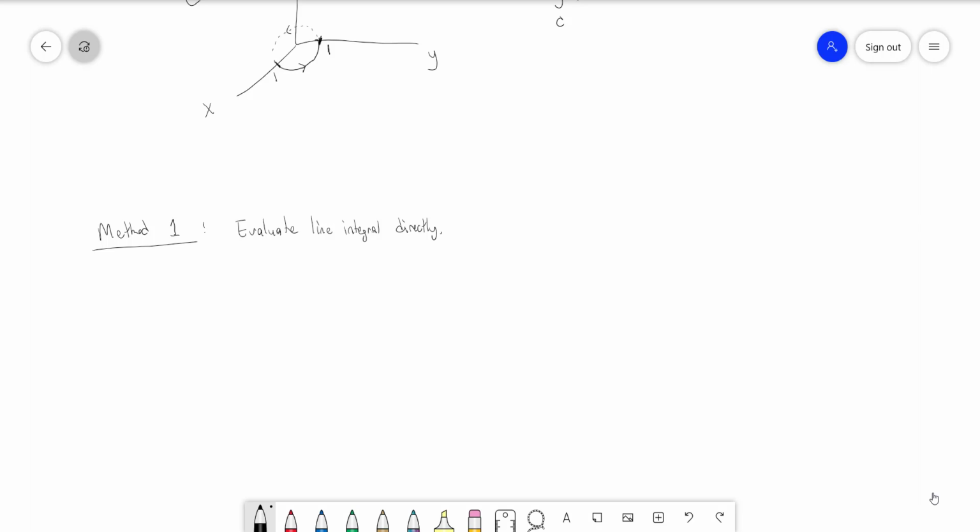So the procedure for evaluating a line integral is very similar to the procedure for evaluating a flux integral. The first thing you need to do is parameterize your curve, just like how we had to parameterize the surface for a flux integral.